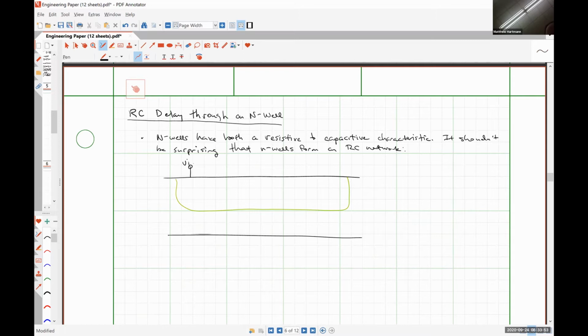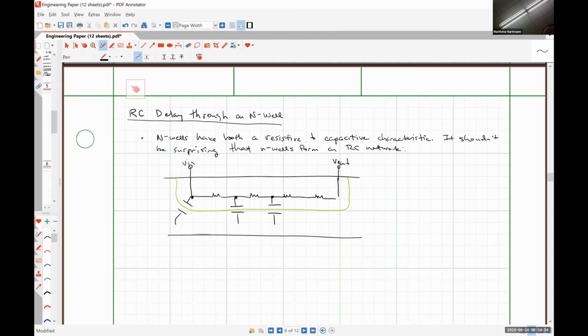This is where our input voltage is, the Vin. There's going to be resistance to our output. There we go. And we know that we're going to form a capacitive network as well.